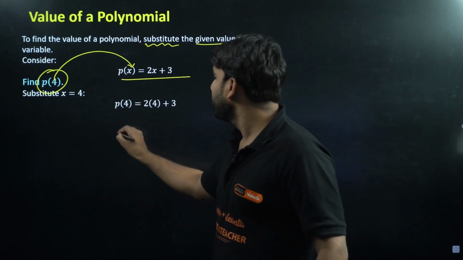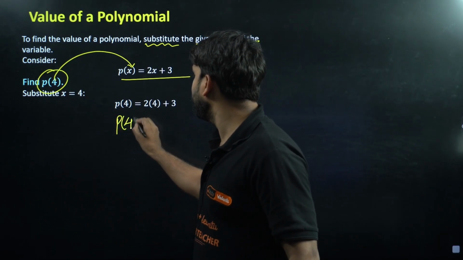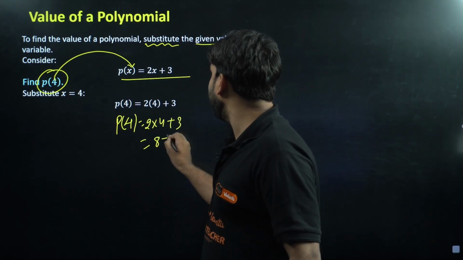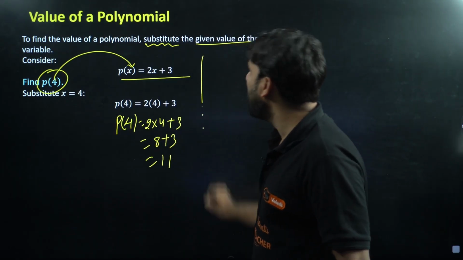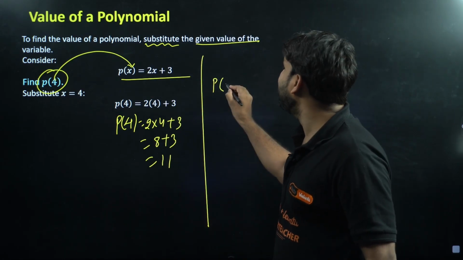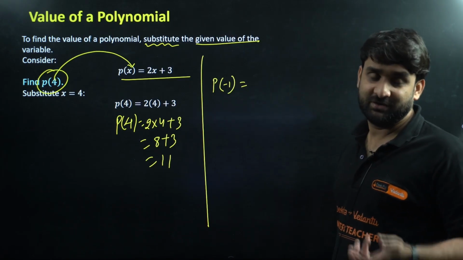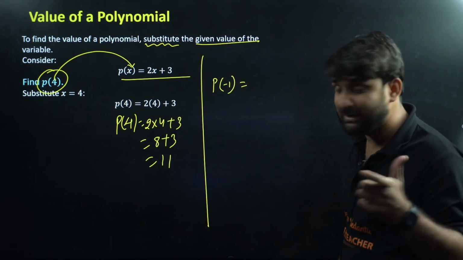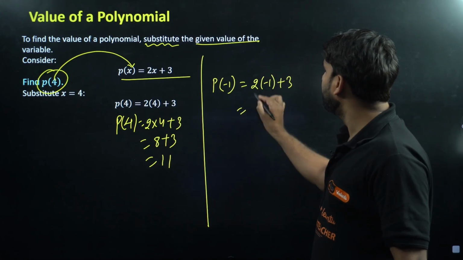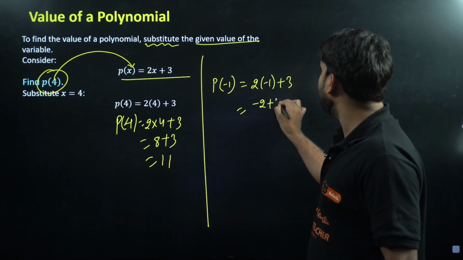So let's find p(4). p(4) is equal to 2 into 4 plus 3. So 2 fours are 8, plus 3, this will be 11, the answer. Again, let me ask you, what will be the value of this polynomial at x equals minus 1? So just put x equals minus 1. At the place of x, you have to put minus 1. So 2 into minus 1 plus 3. Now 2 into minus 1 is minus 2, plus 3. Minus 2 plus 3 is 1.